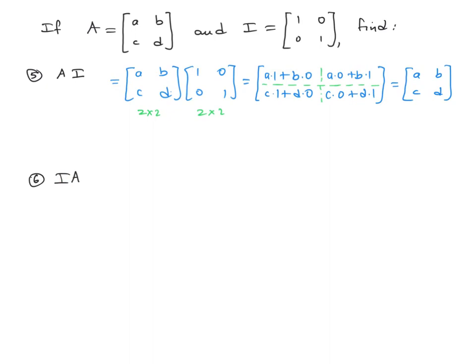All right, let's try doing I times the A. Let's do that in reverse. So that's going to be 1, 0, 0, 1 times the A, B, C, D. And again, it's a 2 by 2 times another 2 by 2, and the inner dimensions match, so the final answer is going to be another 2 by 2.